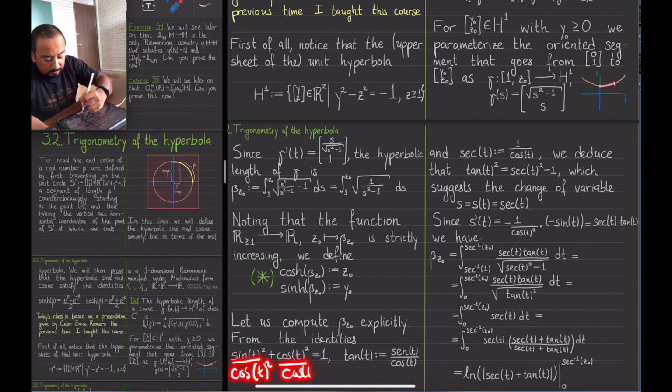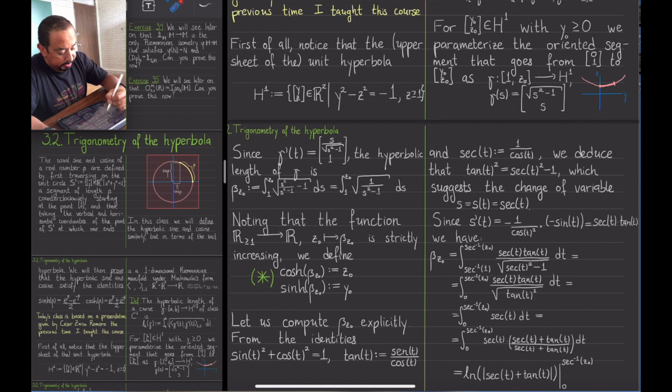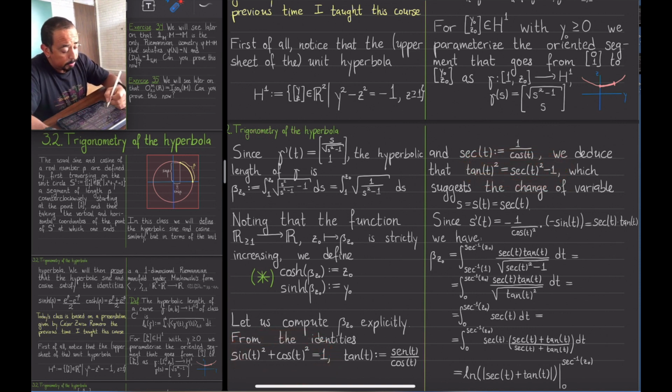This cosine square becomes 1, and here cosine square becomes secant square, and this becomes tangent square, and so we see this identity, right? So this identity is pretty much this identity divided by cosine square. Okay, and somehow this suggests a change of variable, right? Of making s secant of t.